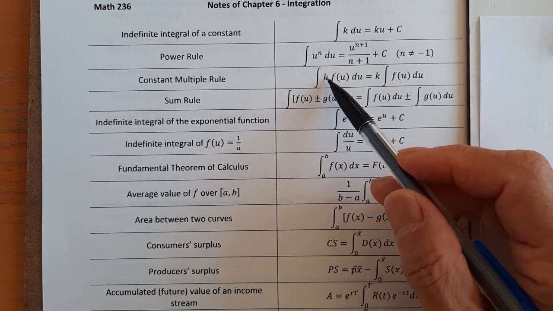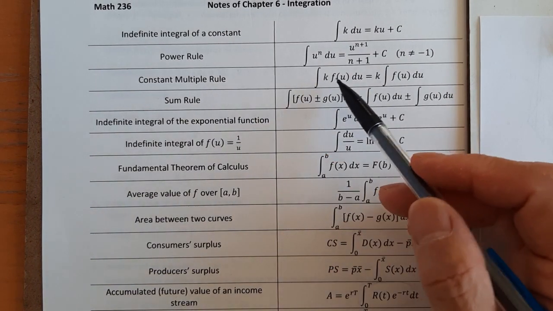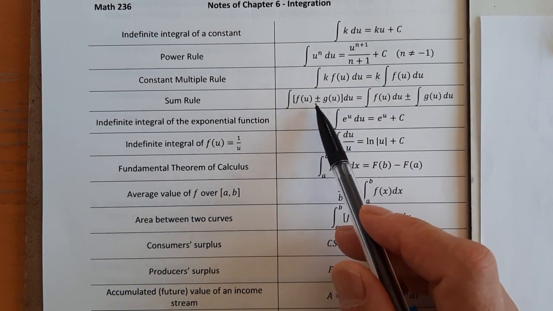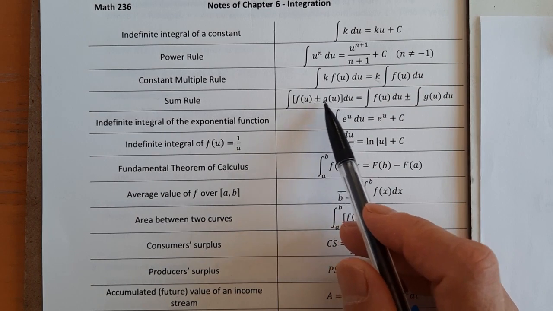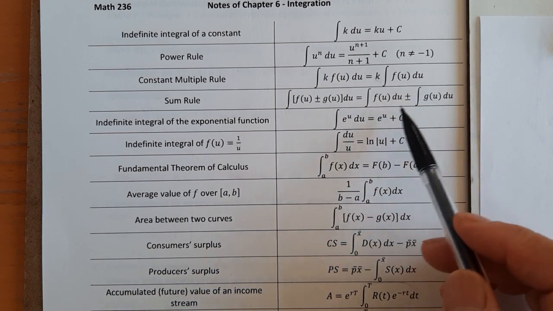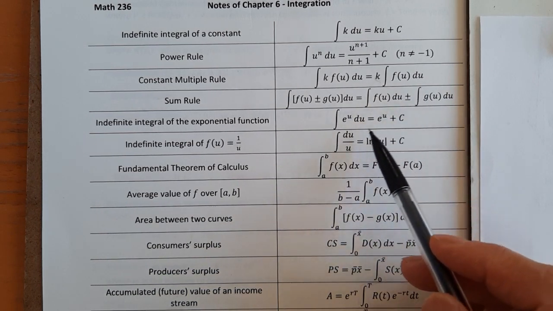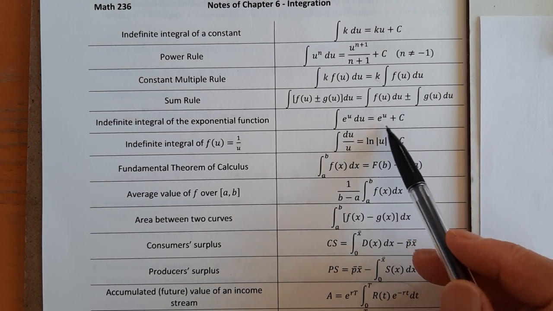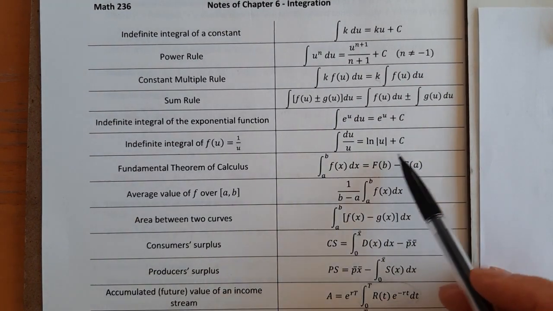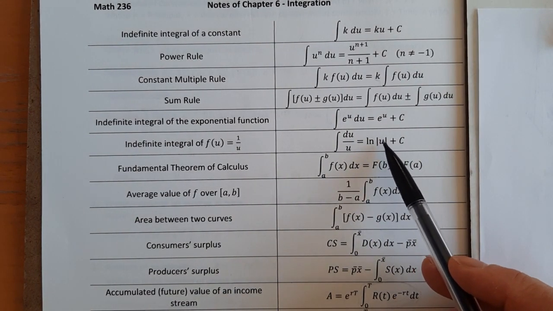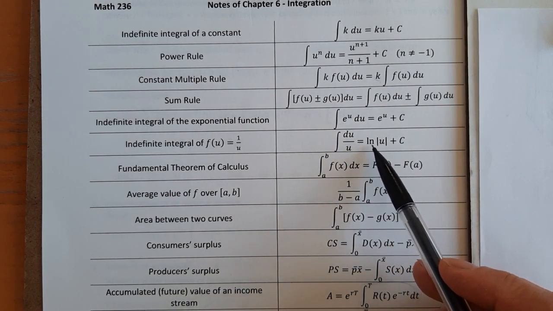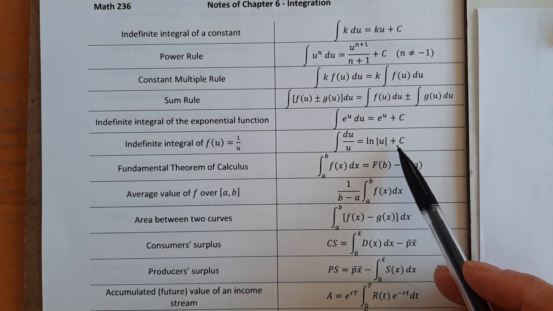Like this scalar constant multiple rule, the scalar k factors out of the integral. Like this sum or difference rule, the integral of a sum of functions equals the sum or difference of the integral of each function. The derivative of e to the u is still e to the u, so the integral is still e to the u. The derivative of ln absolute value of u is 1 over u, so the integral of 1 over u is ln of the absolute value of u, plus c.